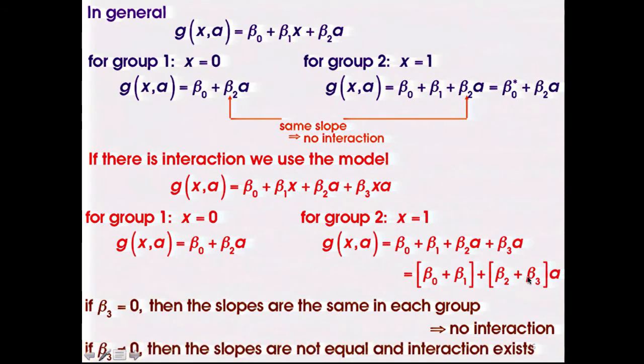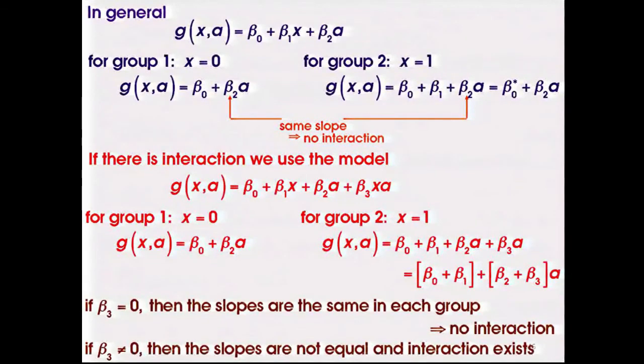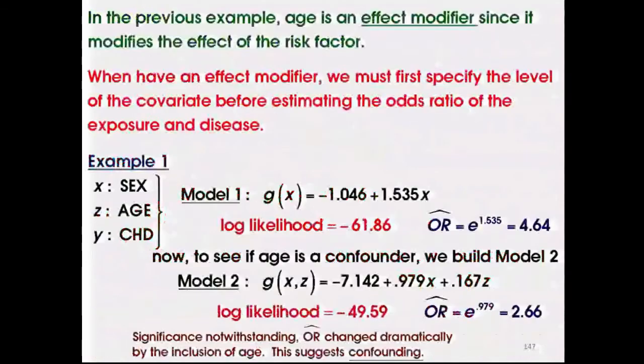And how do we determine whether beta 3 is equal to 0? Well, of course, in logistic regression, we're going to use a likelihood ratio test. And so it's going to be very easy. We're going to have to fit two models. We're going to fit a model that does not contain the interaction term, but it contains everything else. And we're going to fit another model that does contain the interaction term. And we're going to test the hypothesis that beta 3 is equal to 0 using a likelihood ratio test.